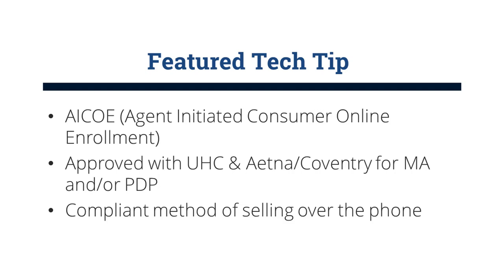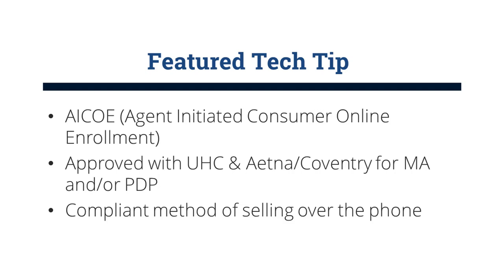Ultimately, what AICOE allows you to do is email a link to your client. That link has your writing number embedded into it so you get credit for the sale. When the client clicks on the link, they're redirected to the carrier's website to sign up for the plan. Currently, AICOE is approved with two of our carriers, both United Healthcare and Aetna Coventry, for both Medicare Advantage and the standalone prescription drug plans. AICOE can be used in face-to-face settings, but it is also a compliant method of selling over the phone.